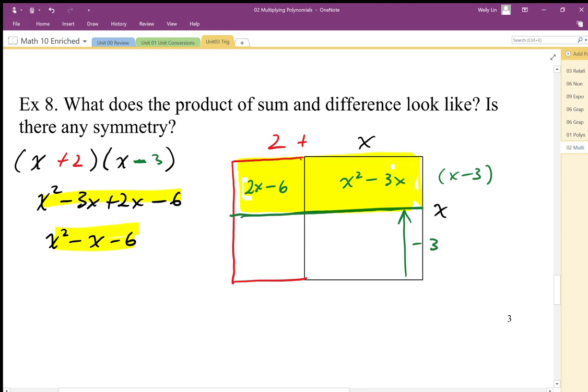So when we do a sum and a difference, there's no square symmetry involved in here, because if I start with a square, with length and width x, and take away from one side and add to the other side, we do not get a square shape, so we get this kind of rectangular symmetry.